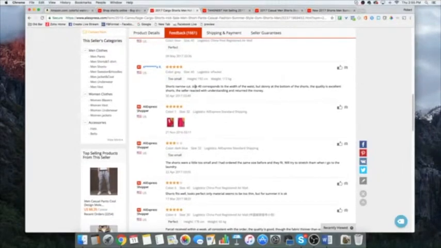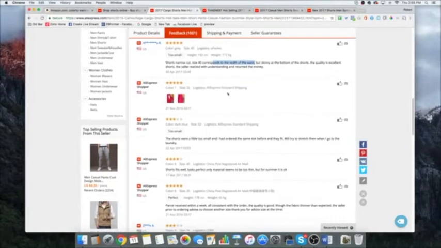"Too narrow cut, size 40 corresponds with width of waist, but skinny at the bottom of the shorts. The quality is excellent shorts. The seller reacted with understanding and returned the money." So it's not that they're too small, it's just that they go down too narrow, it sounds like. The waist fits good, but the shorts went down narrow. And this person didn't like that.